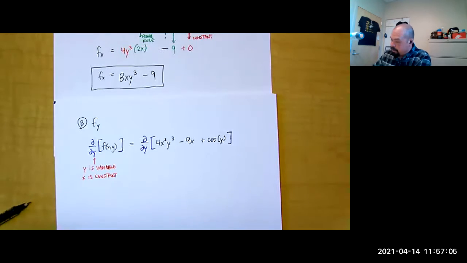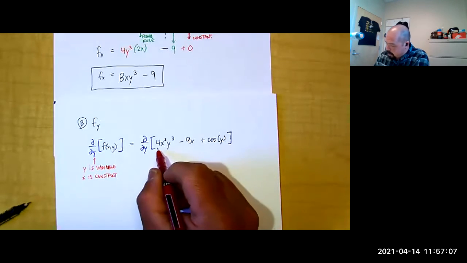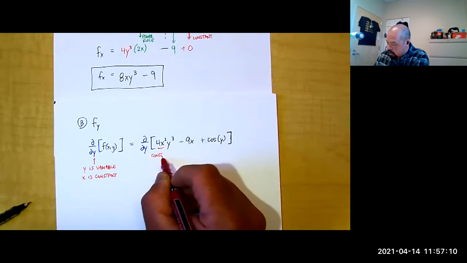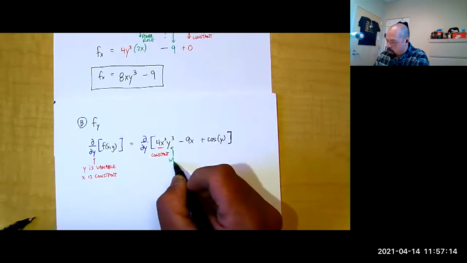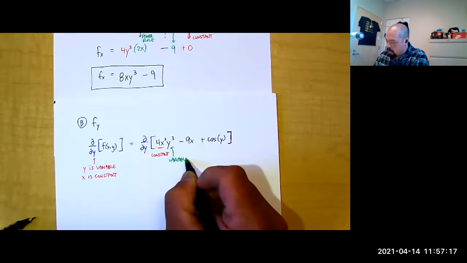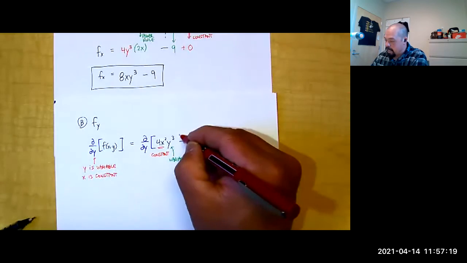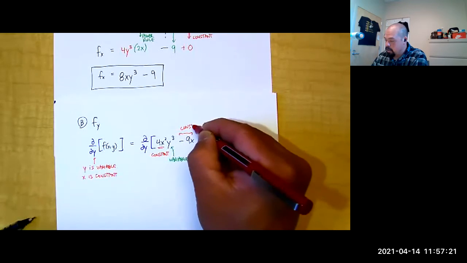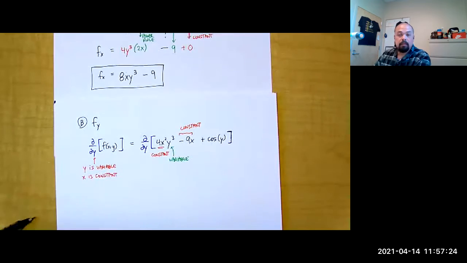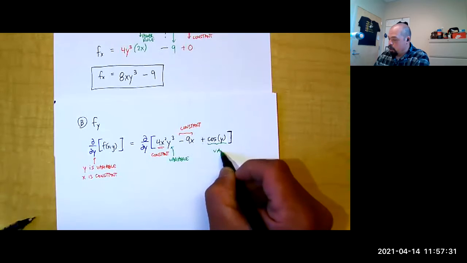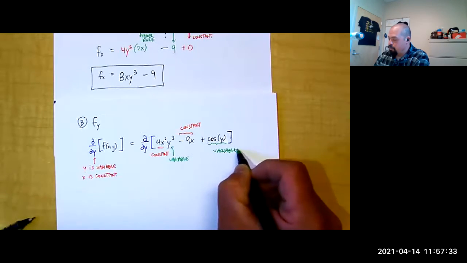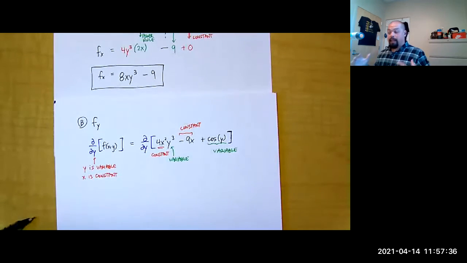So in this case here, that's just a constant coefficient. There's going to be our variable term. The 9x minus 9x, that's all constant. No y's there. And then lastly, that's going to be our variable. We're going to be able to use our typical differentiation rules. Just keep track, we're taking the derivative with respect to y, right?